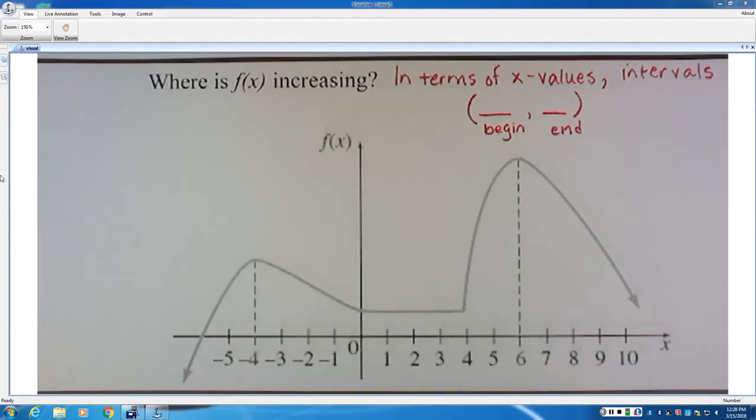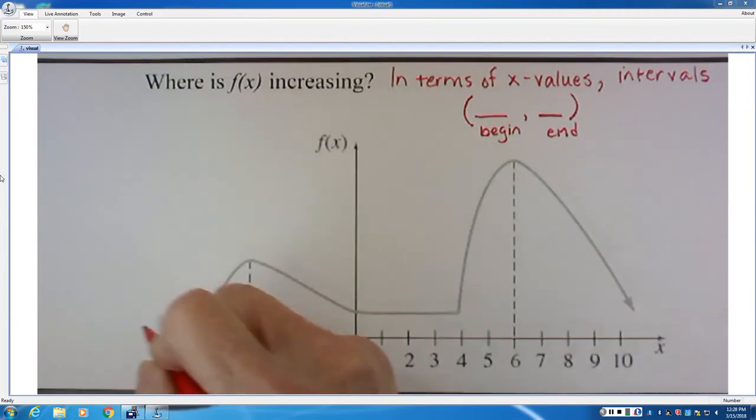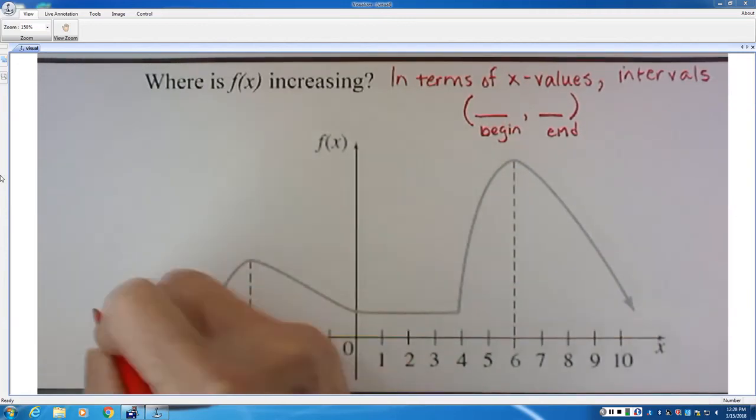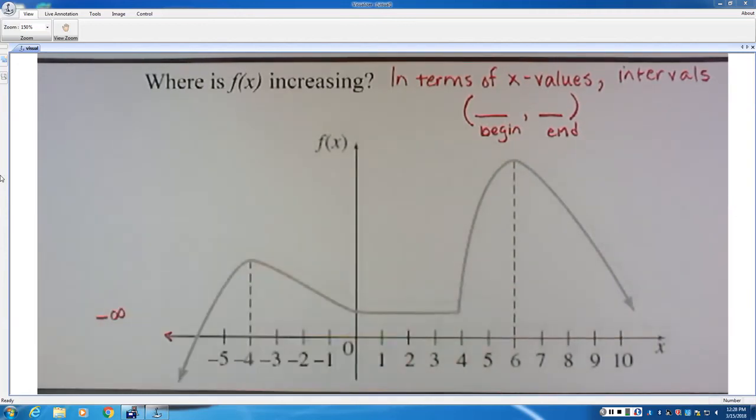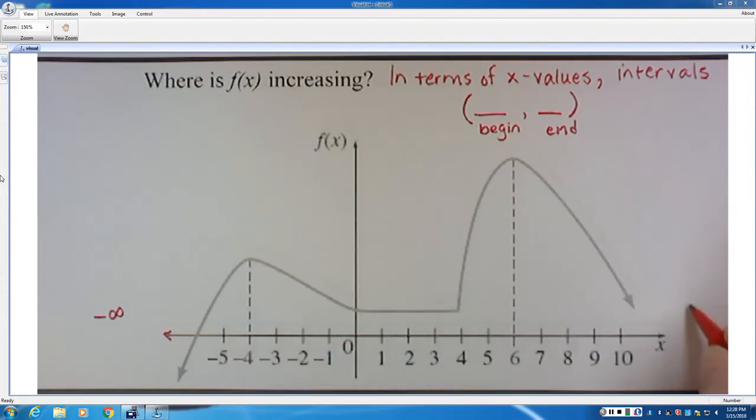Okay? So we have several intervals here. This end of the number line is negative infinity. This end of the number line is positive infinity. So that tells us we have some beginning and ending points. So we want to decide where is the function increasing, where is it decreasing, and where is it constant.